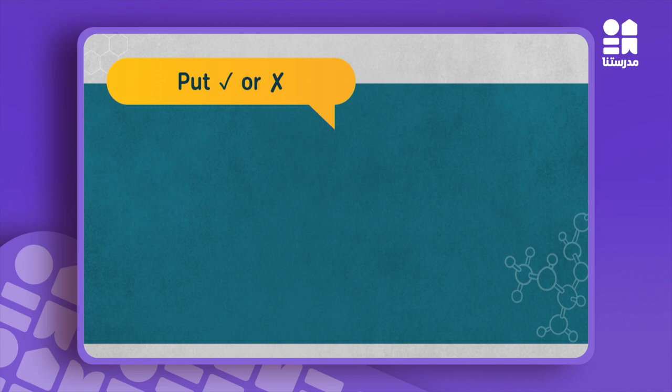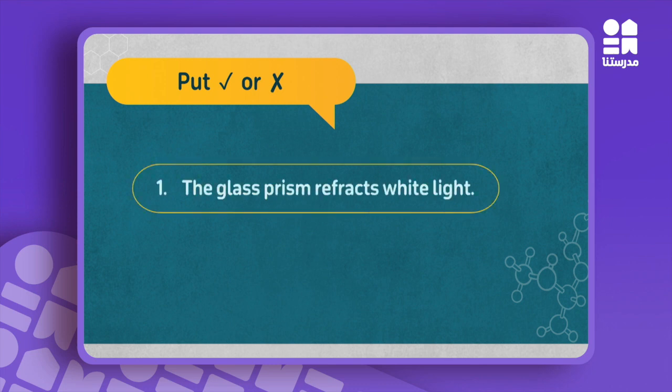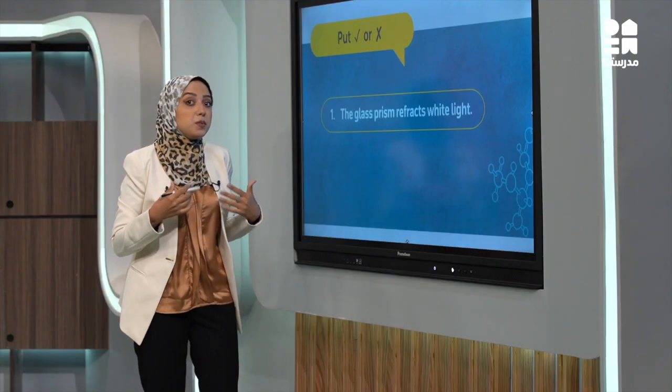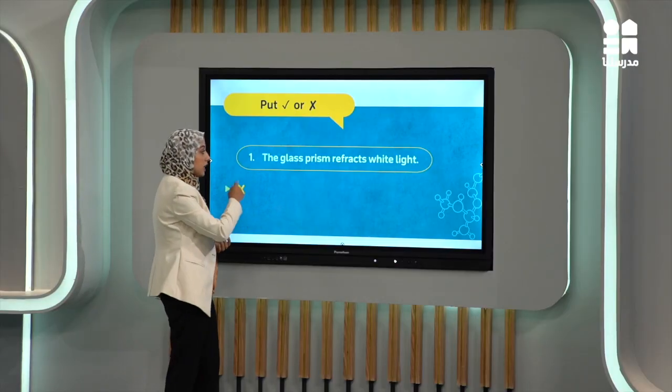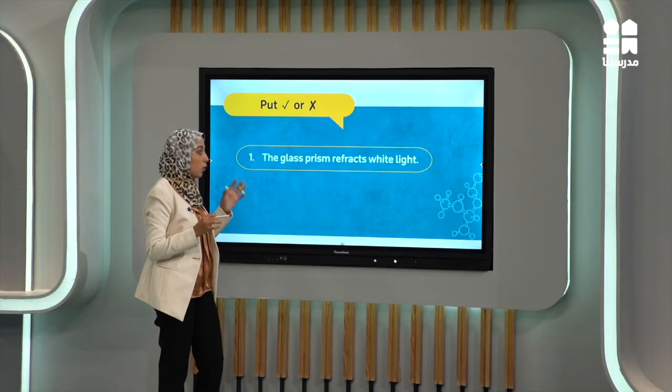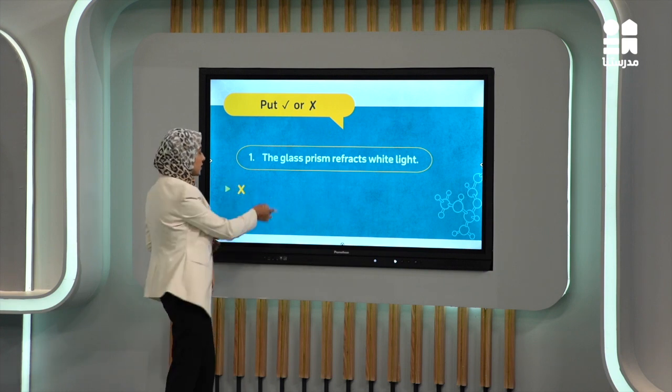Another type of questions, but right or wrong. Okay, the glass prism refracts the white light. It's not refract, it splits the white light. So the answer is wrong. The glass prism splits the white light into 7 spectrum colors.